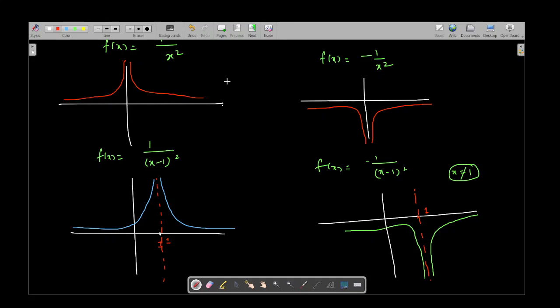with the problems having quadratic functions in the denominator. Next video, let us solve some problems.